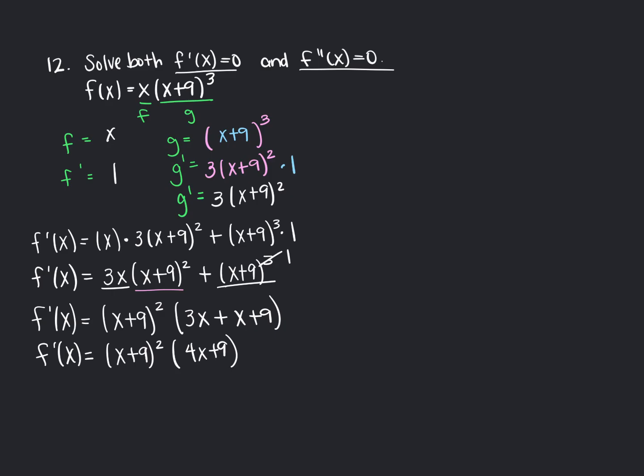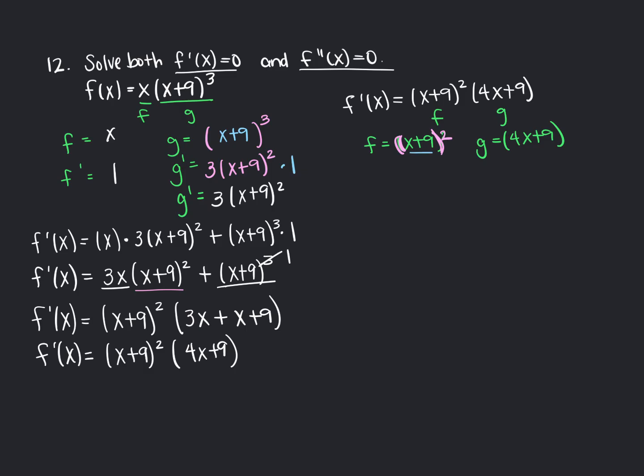So if I'm going to find the second derivative, let me rewrite the first derivative up here. If my first derivative is (x + 9)² times (4x + 9), this is also going to be a product rule, where my first function is this (x + 9)² and my second function is this 4x + 9. Now, for the (x + 9)², my outside part is this something squared, and the inside is this x + 9.